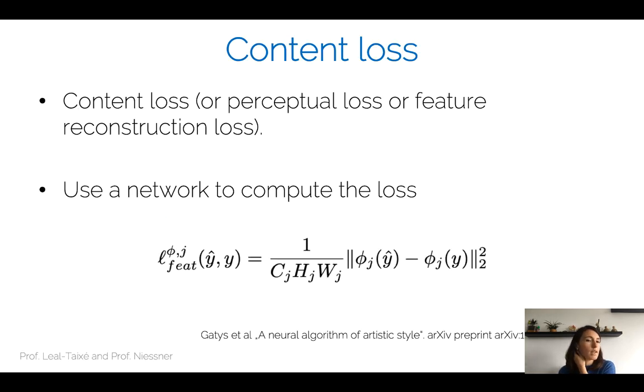First of all, let's introduce what this perceptual loss is, also called content loss, also called feature reconstruction loss. The cool thing about this loss is that we're going to use a neural network to compute the loss. So the loss is not going to be an L2 or an L1, but you're going to need a separate, separately trained network to compute the loss.